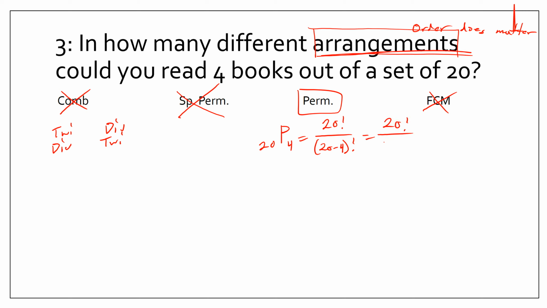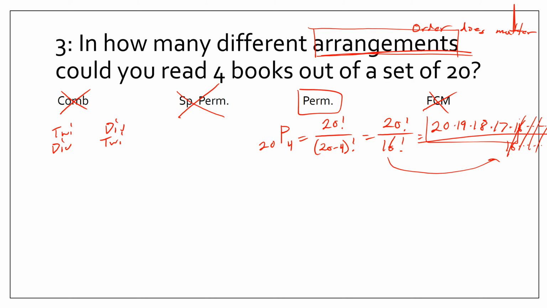So let me just show you how this will work out. Just like the previous one, this is going to be 20 times 19 times 18 times 17 times 16 and on down. But then this 16 factorial is also going to be 16 times 15 and on down. So all these cancel, and I'm left with just 20 times 19 times 18 times 17. And that leaves me with 116,280. These are arrangements of books.